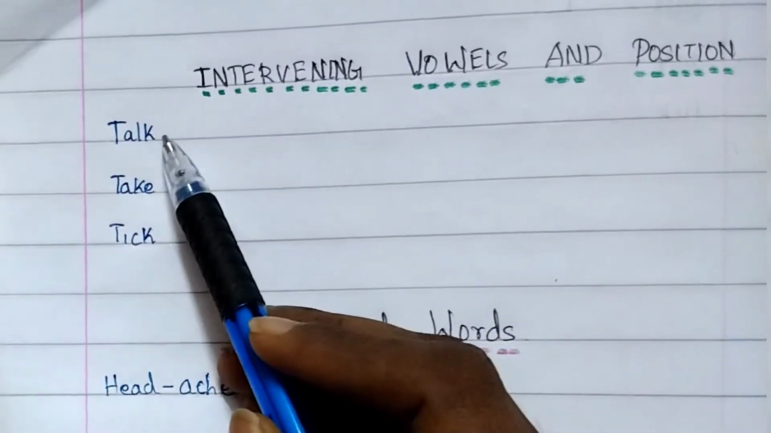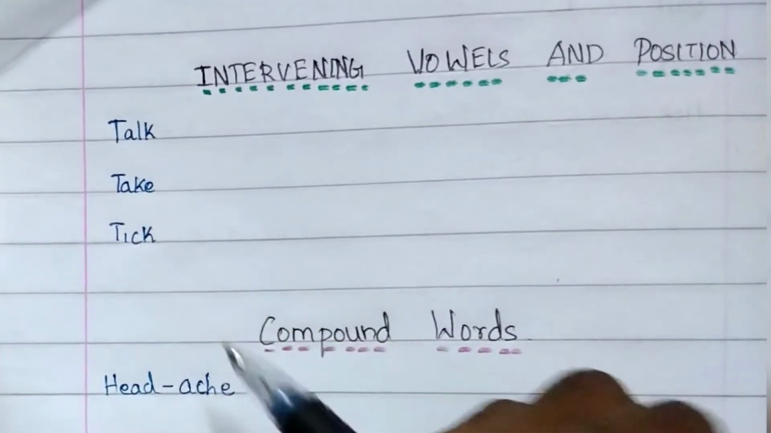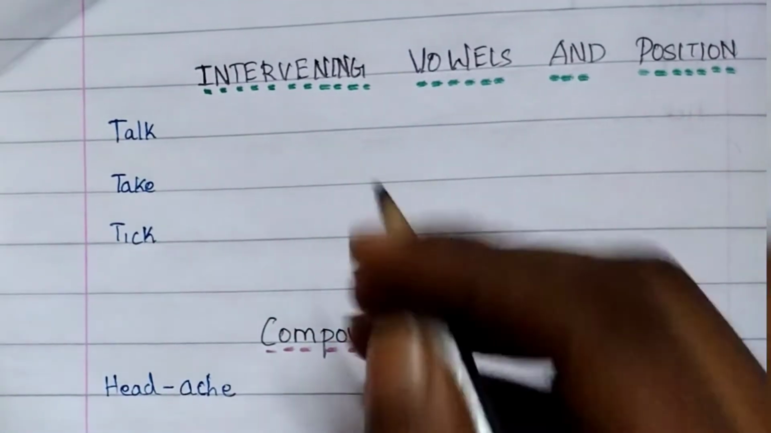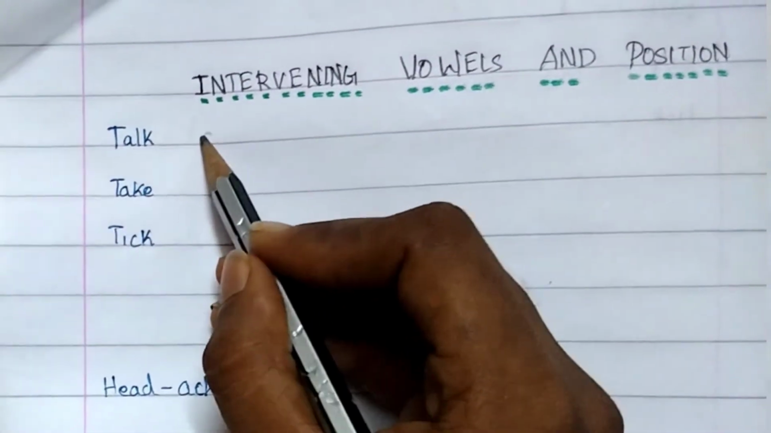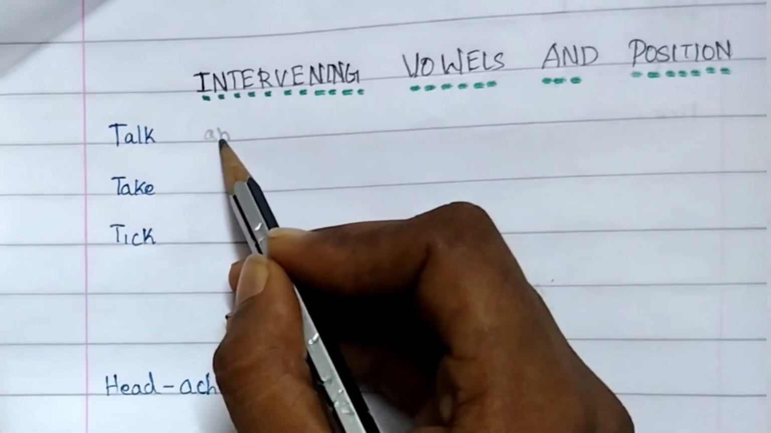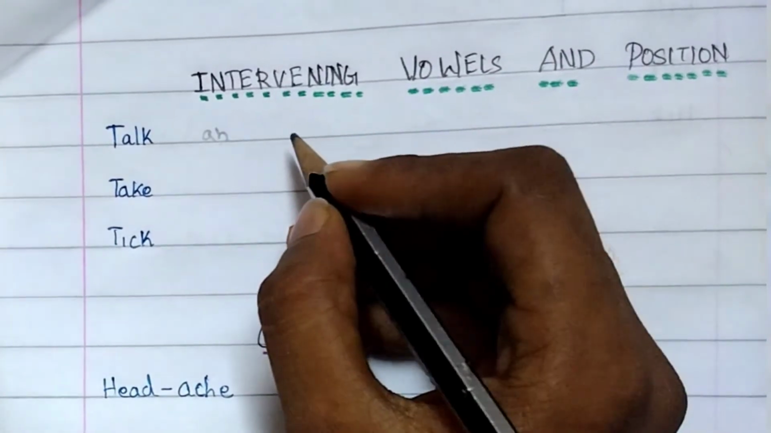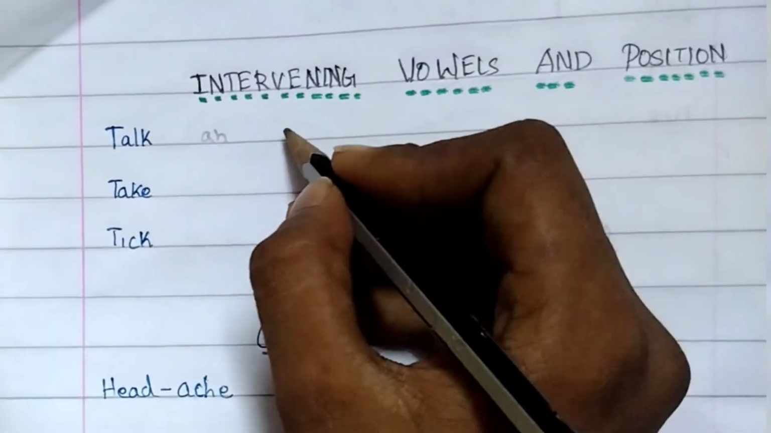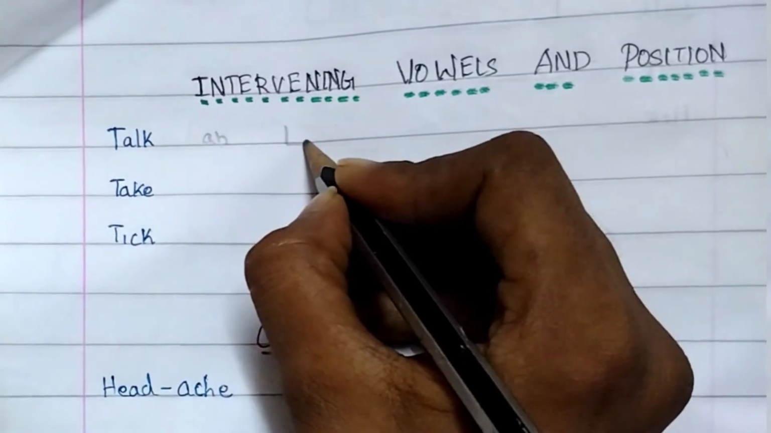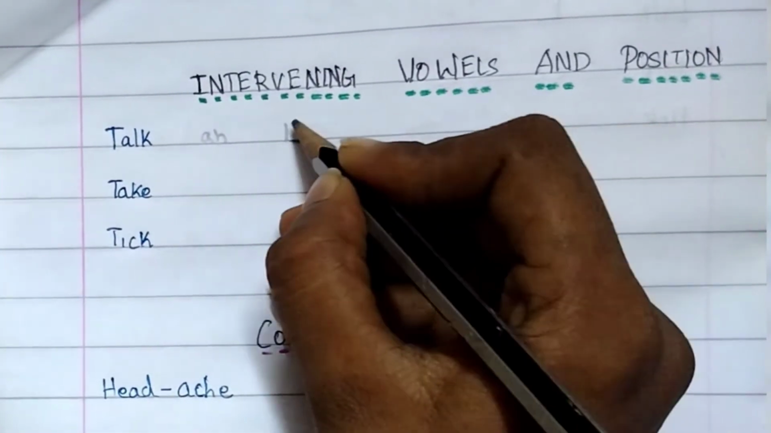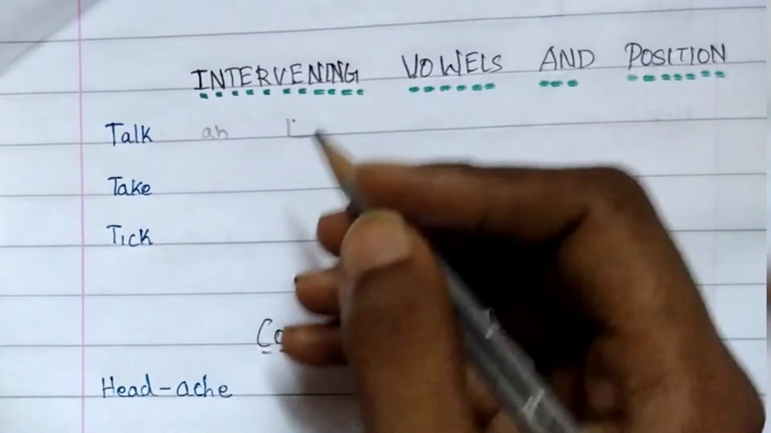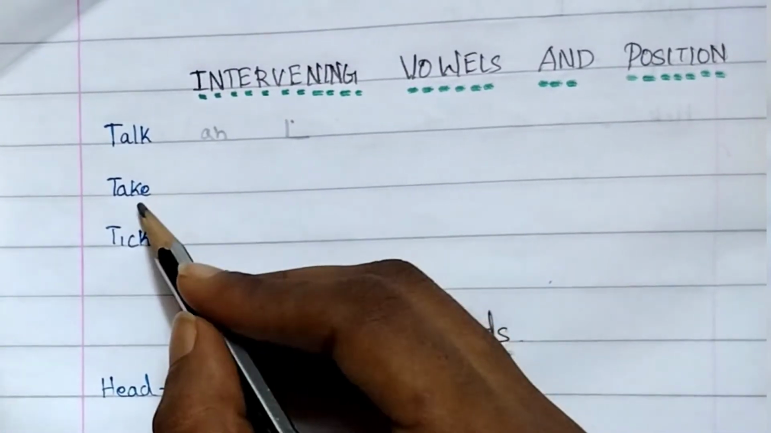Here I have three words. The first word is talk. It has an intervening vowel which is a. The vowel a is a first place vowel. So we will write the word talk as TK and we will write the vowel in the first place. This is talk.